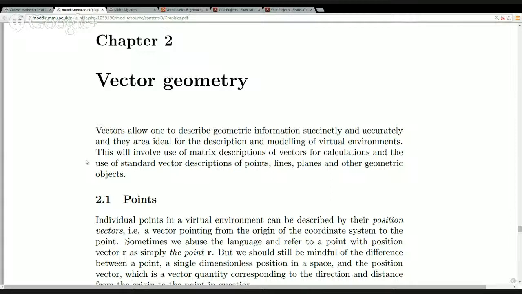A point is just a kind of infinitesimal speck of a position in space. That's quite different to a vector, which in this context would be the quantity which points from the origin to the point. So it's a direction and a distance. It's a different thing to the point itself, whatever that might be. But when talking through things, we'll quite often say the point r, etc.